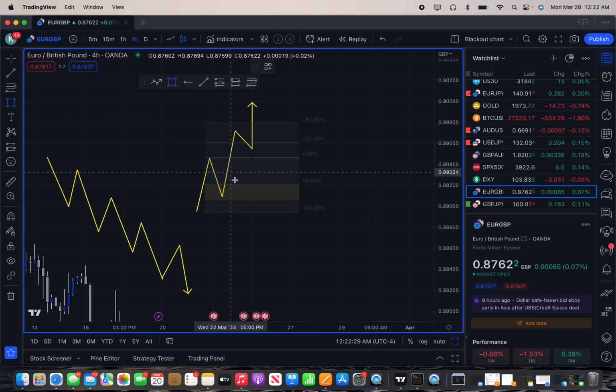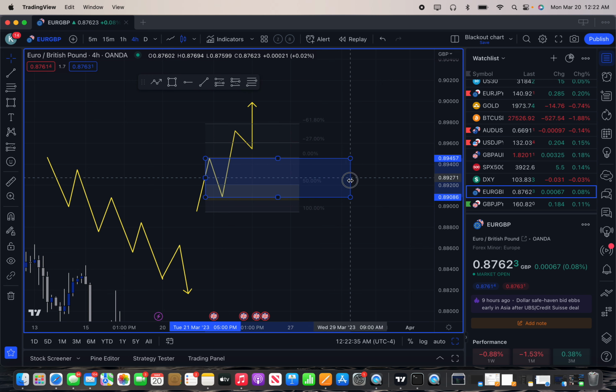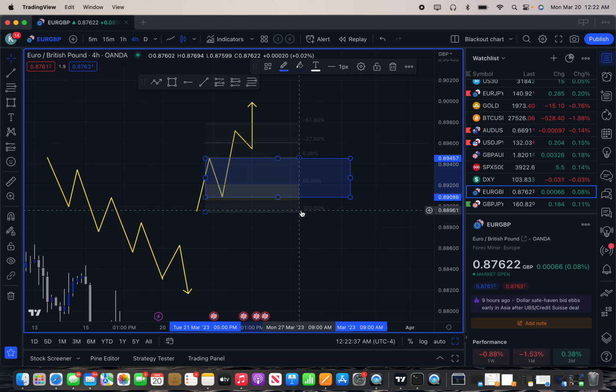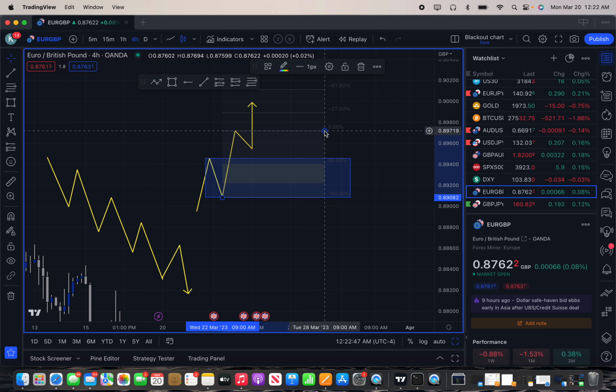So look, you gotta look at this. So if this whole thing is my supply level, so price came here, this was the low, and it broke here. So this is my supply, and this is where I will put my fib. So I want my supply to fall within here.